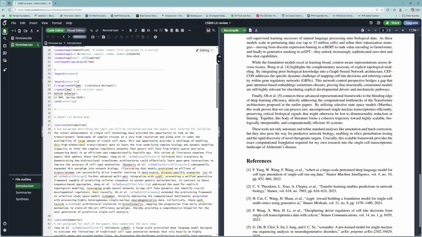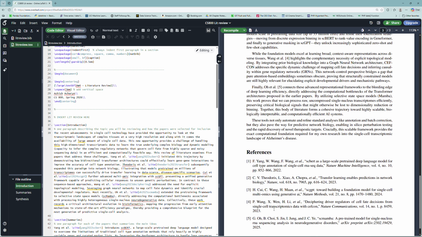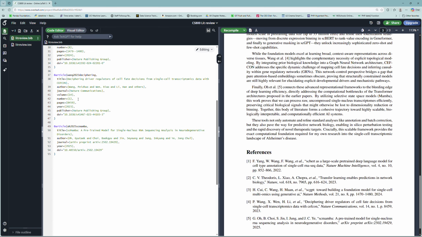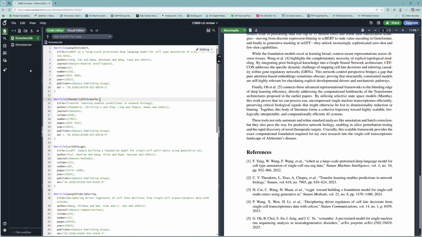So you can go through all of this, and these references are the 5 papers I have read, and this is the BibTeX for all of the reference papers. These files are also included in the assignment submission.